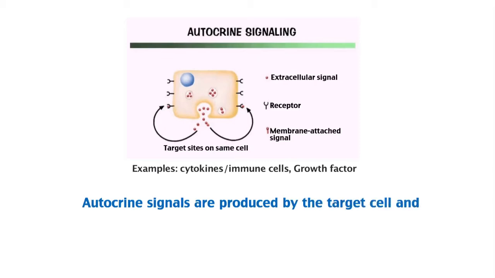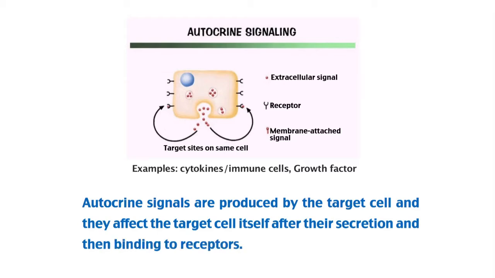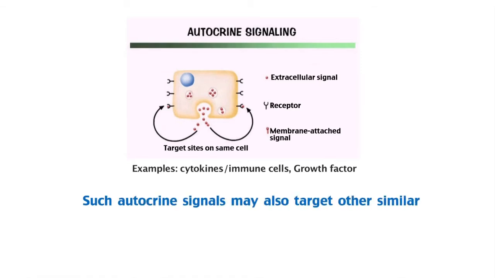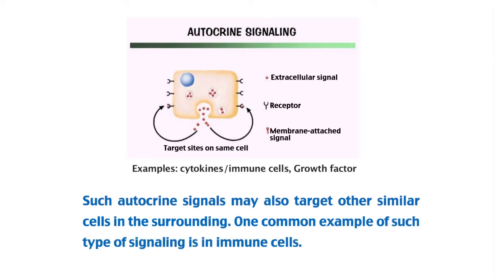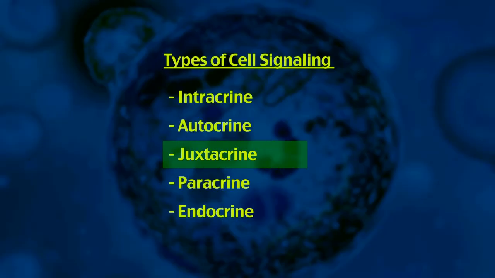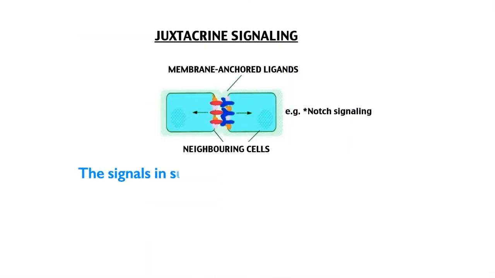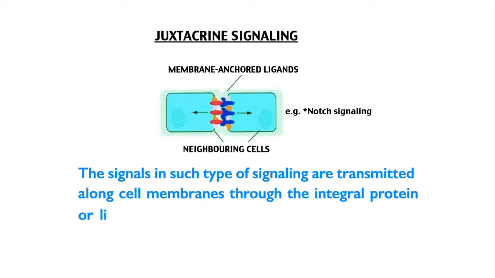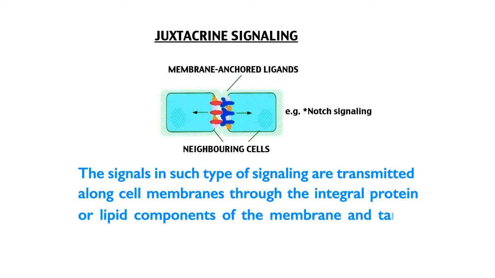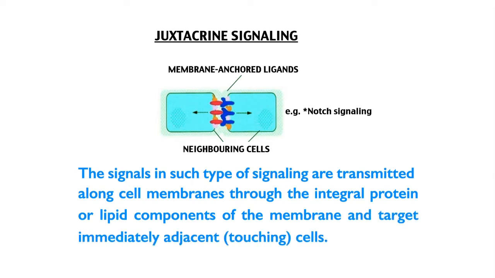Signals are produced by the target cell and they affect the target cell itself after their secretion and then binding to receptors. Such autocrine signals may also target other similar cells in the surrounding. One common example of such type of signaling is in immune cells. The next is juxtacrine signaling. The signals in such type of signaling are transmitted along cell membranes through the integral protein or lipid components of the membrane and target immediately adjacent or touching cells.